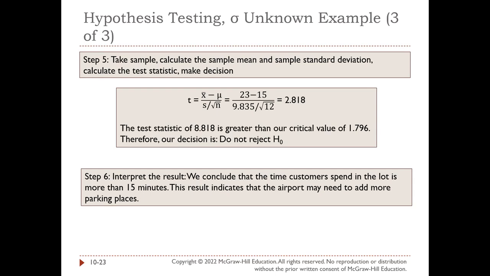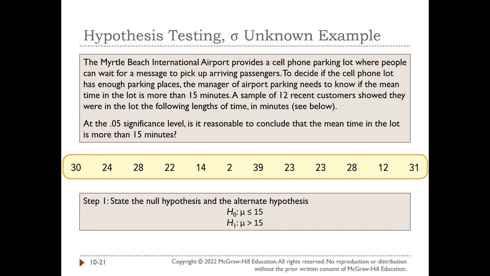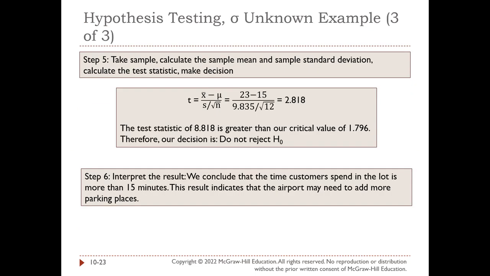But basically, the interpretation of the result, we conclude that the time customers have been in the lot is more than 15 minutes, which counteracts the null. I don't know why they say do not reject when the null is saying that the mean is less than or equal to. We did conclude that it is greater, that the alternative has been proven. So, yeah. Sometimes that happens in the PowerPoint. Anyway, so it is concluding that since it is greater, it's in the rejection of our null. That is more than 15 minutes. The result indicates that the airport may need to add more parking places. Okay.